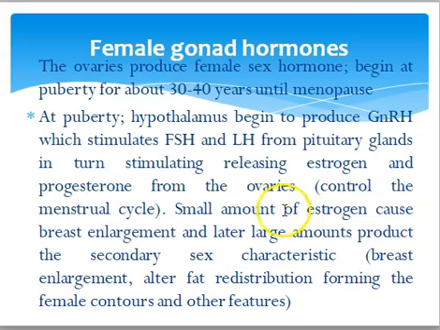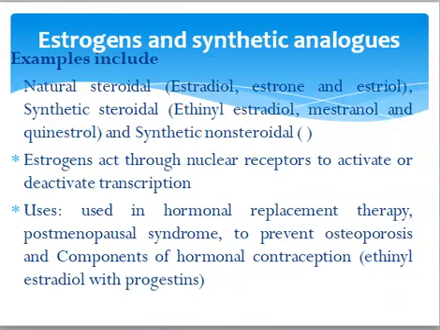And of course, we know that small amounts of estrogen cause breast enlargement, and later on, larger amounts are the ones which cause secondary sex characteristics such as breast enlargement, and they alter the fat distribution, forming the female contours, and even other secondary sex characteristics.